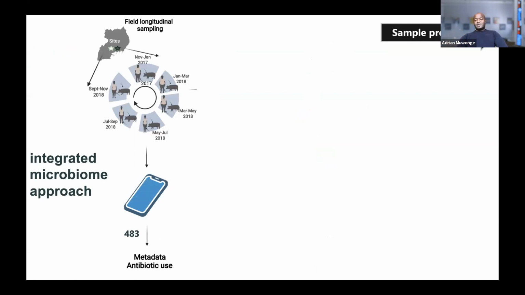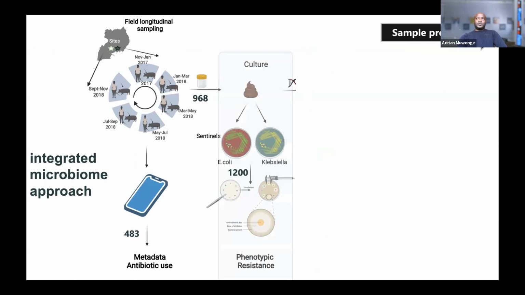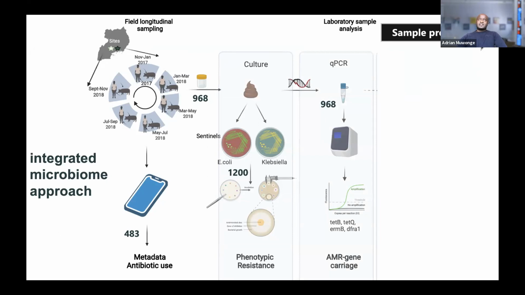The numbers you will see peppered within this figure are the numbers either of samples or of sequences or isolates that were collected. So from a fecal sample, we cultured 2 sentinels, E. coli and Klebsiella, and then we profiled these on phenotypic resistance with 6 antibiotics that are used in human and animals. We also extracted DNA from the same sample and quantified 4 genes that correspond to some of the antibiotics that are used.